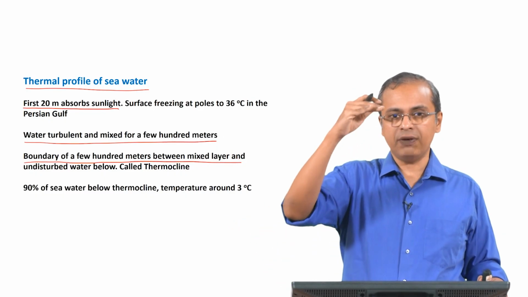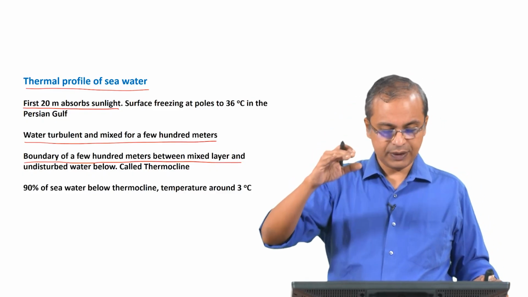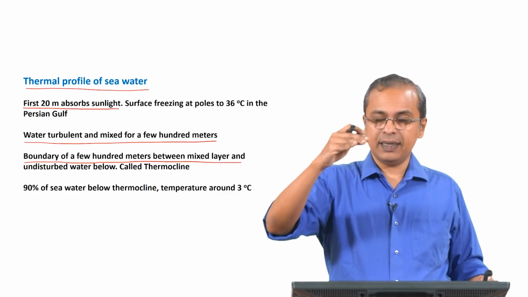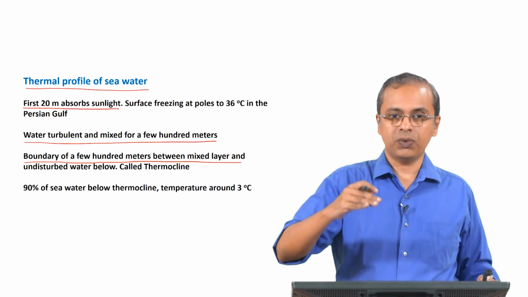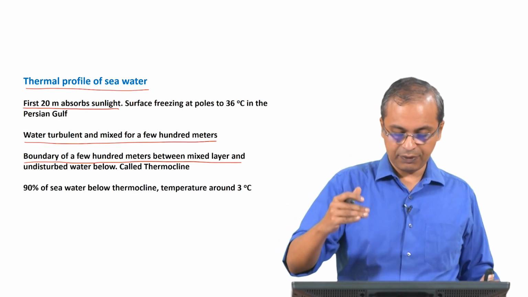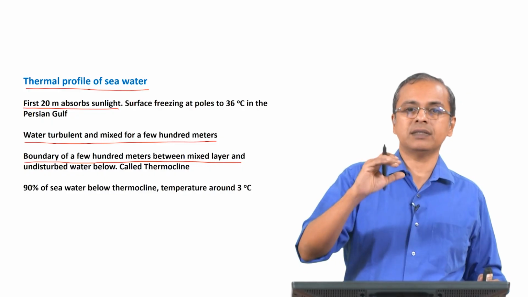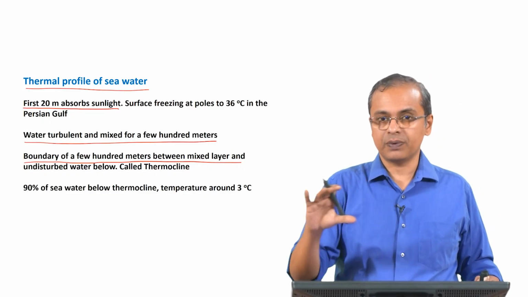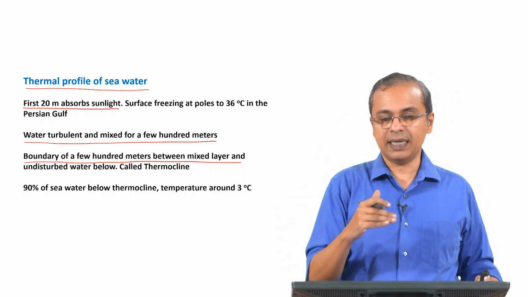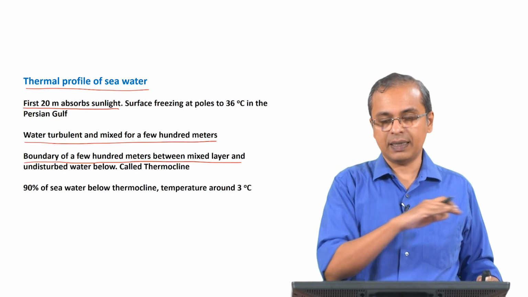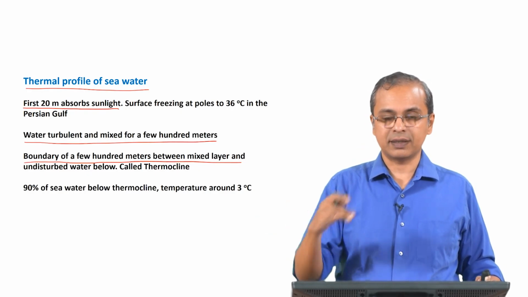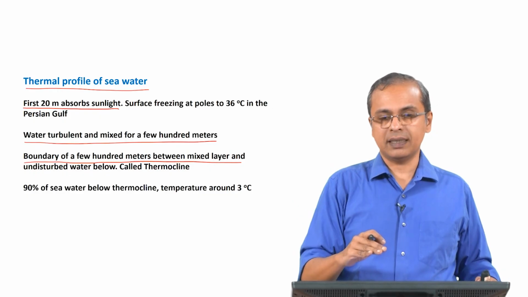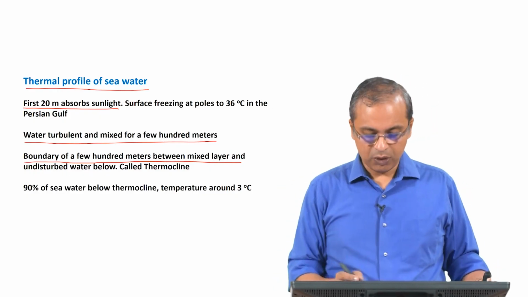Okay, so you have the first 100 meters or so which is very turbulent, and then you continue for a few hundred meters, and you come through a boundary. That boundary itself lasts a few hundred meters, across which this disturbance steadily cuts out, and then at one point it becomes completely undisturbed. So, there is water below the boundary that is undisturbed. This boundary is called the thermocline.